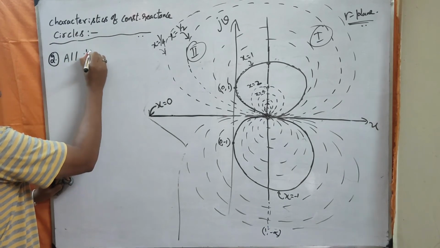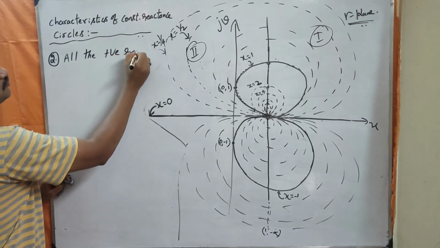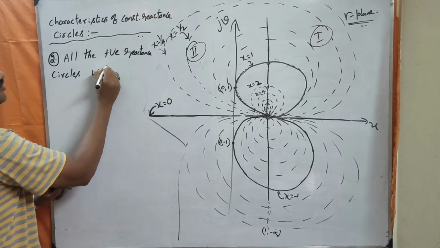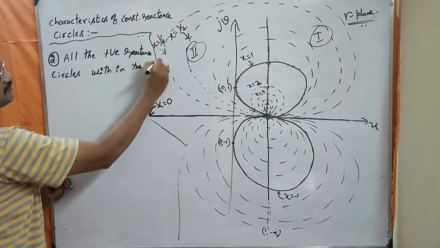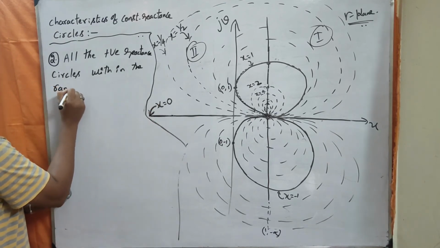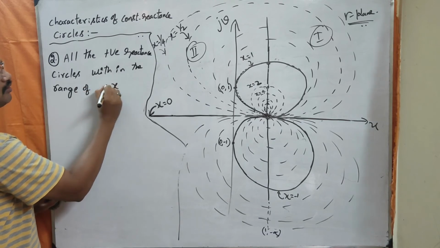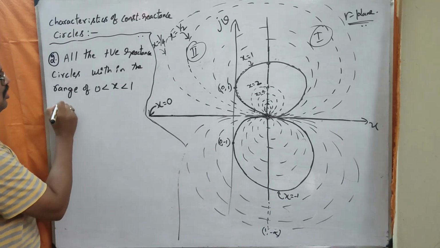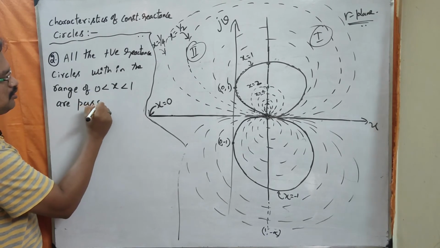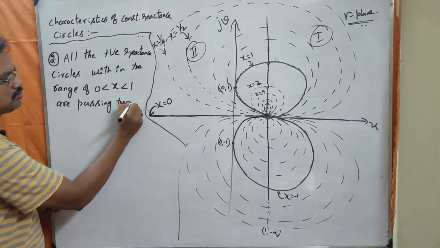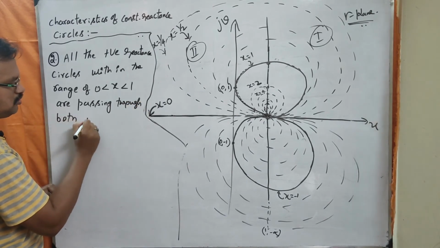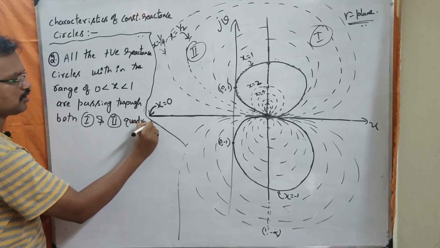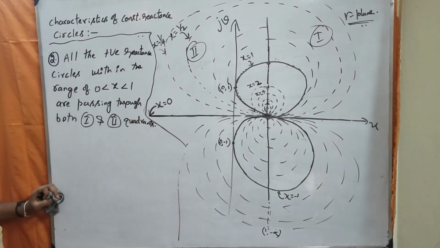Okay, so here you can write the second point. All the positive reactance circles within the range of 0 to 1, I am not including 0 and I am not including 1, within this range are passing through what here? Are passing through both 1 and 2 quadrants. Yes or no? Okay.